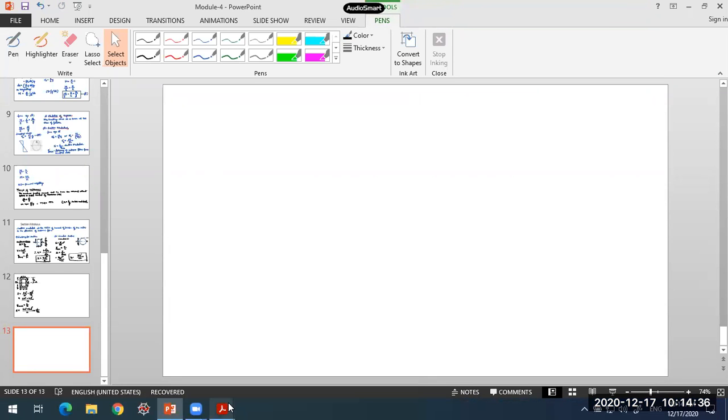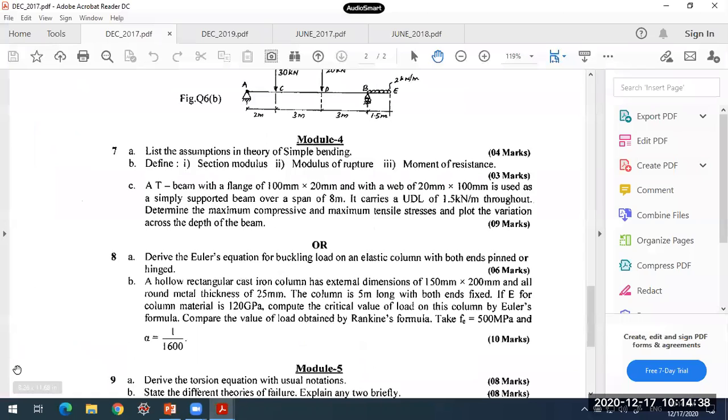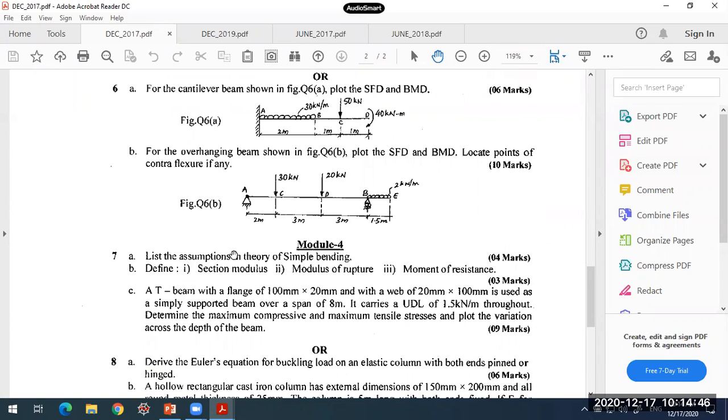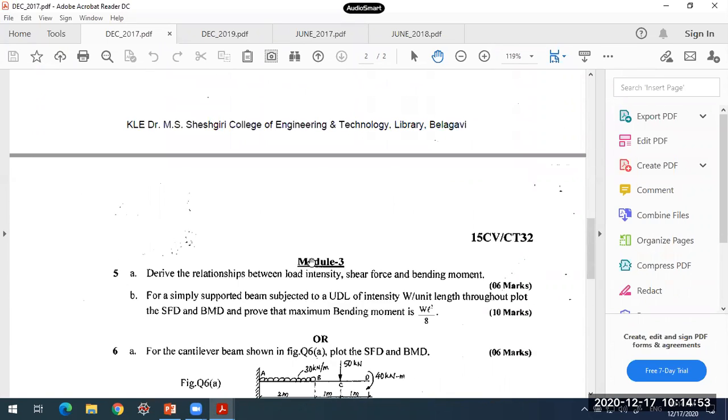Okay, so let's take a problem. Let us see what problem has been given for us. You can see: list the assumptions made in the theory of simple bending. This is a question paper.